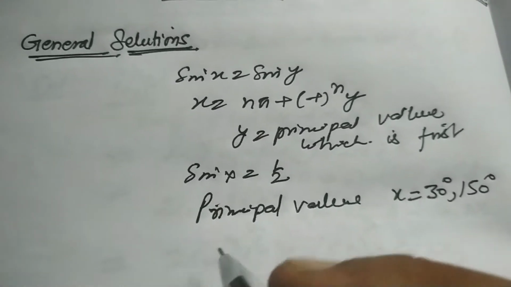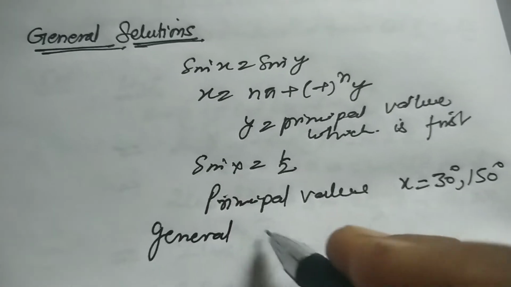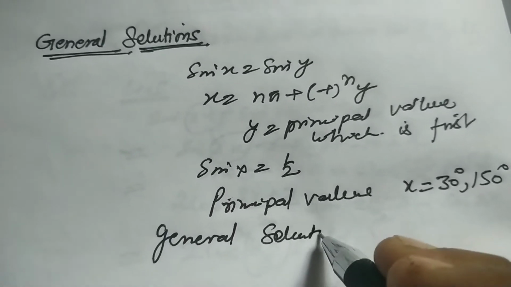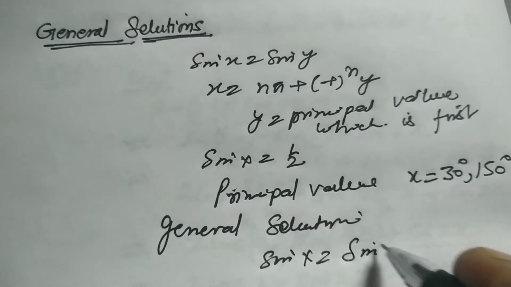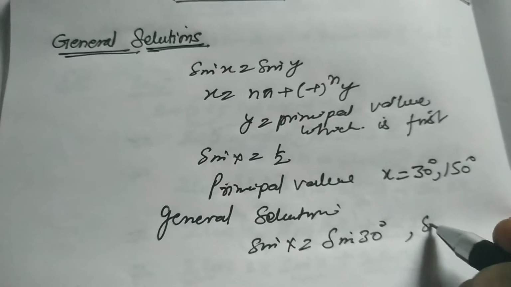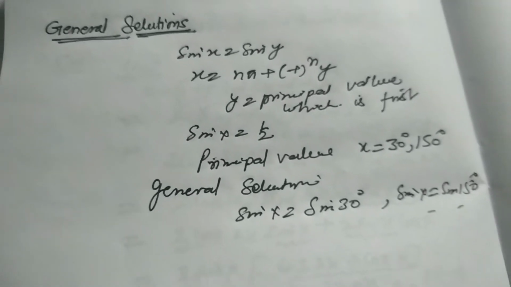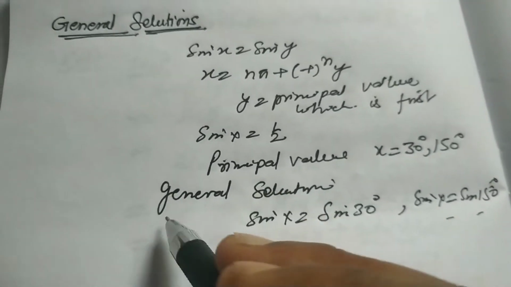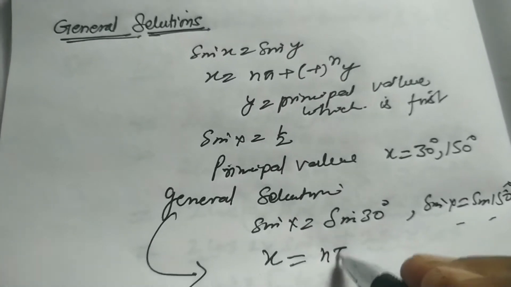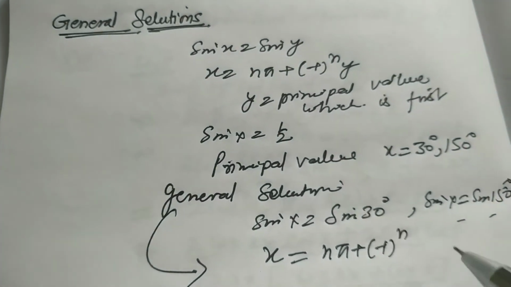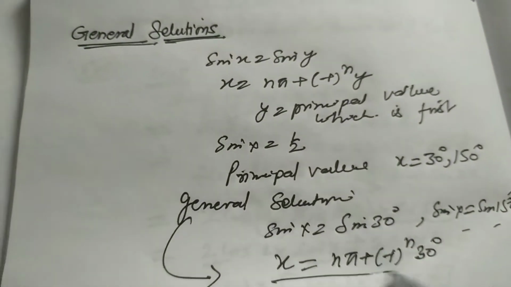If we find the general solution, it is like this: sin x is equal to sin 30 degree, and sin x is equal to sin 150 degree, and so on. But in the general solution, we have to put x is equal to n pi plus minus 1 power n, and y must be 30 degree. Y is 30 degree.